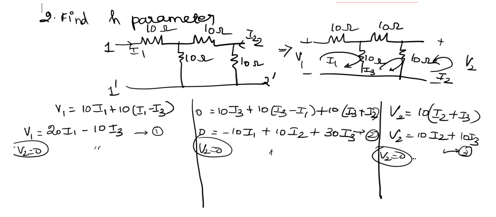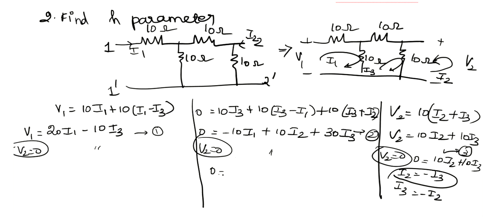And here you are having V2, so 0 will be equal to 10 I2 plus 10 I3. So we are getting the answer I2 will be equal to minus I3. Using this idea, you just substitute in the previous one. You are having I2 equal to minus I3, also I3 will be equal to minus I2. Okay. Now what about this equation? 0 will be equal to minus 10 I1 plus 10 I2, and here it is 30 I3. I3 will be equal to minus I2. So 30 I3, you are getting the equation.